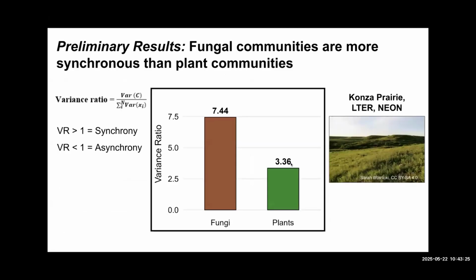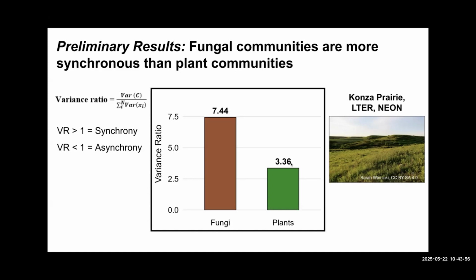Okay, so we wanted to give a very brief snapshot of the sort of analyses that we can do with this type of data. We have also targeted the Konza Prairie site. It has both an LTER site and a NEON site present. We were using some of this NEON data for the fungal communities and for the plant communities aboveground. With these variance ratios, this is a way that we can measure the synchrony of these communities.